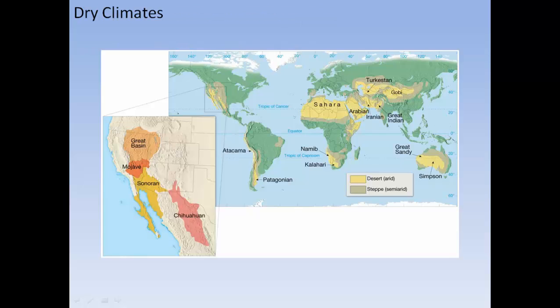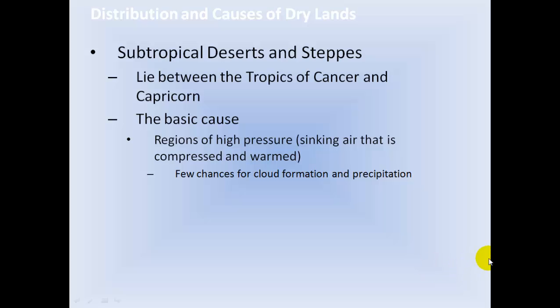So here, the yellow areas are deserts or arid regions. The Sahara, Arabian, and Gobi Deserts are some examples. And then gray are our steppe or semi-arid regions. They tend to be around the arid regions.